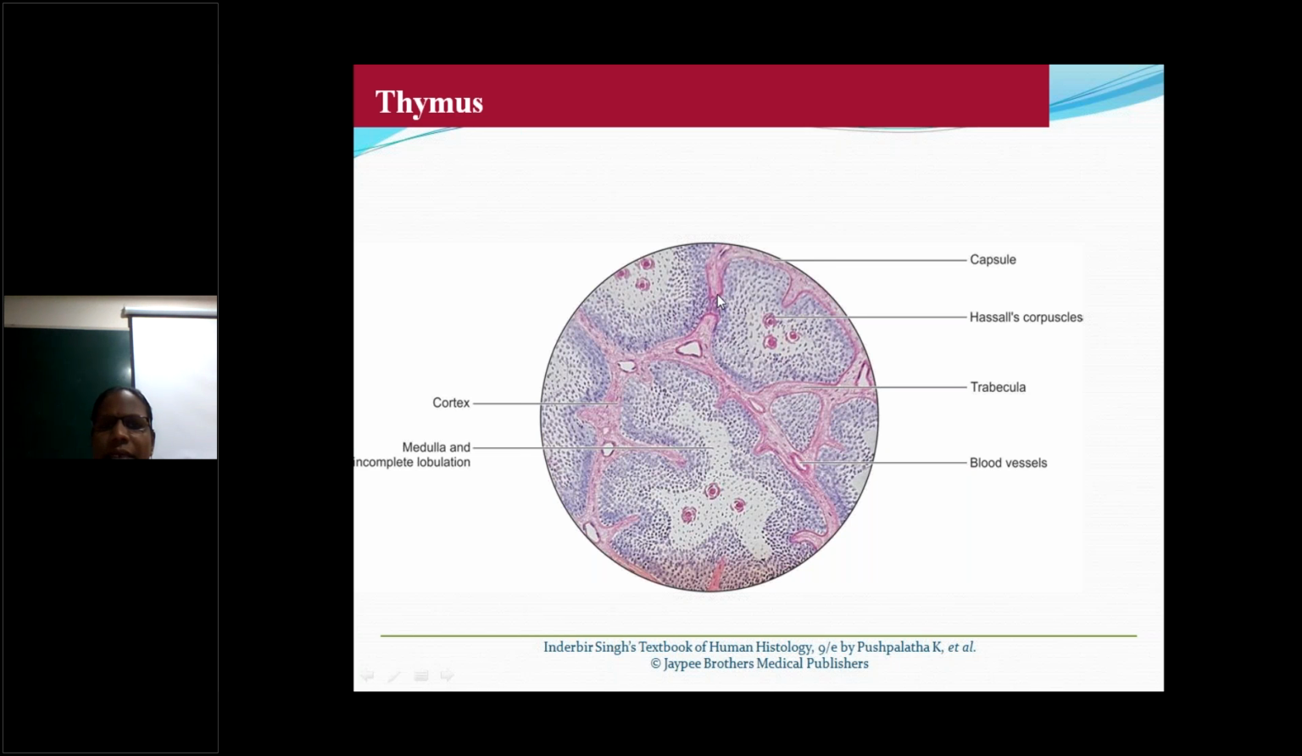This entire part is the complete trabeculae. This is the incomplete trabeculae. So we all know that the part present between two trabeculae, we call it a lobule. Within the lobule, you are able to see each lobule has its own cortex and medulla. Here also cortex, medulla. Here also cortex, medulla.